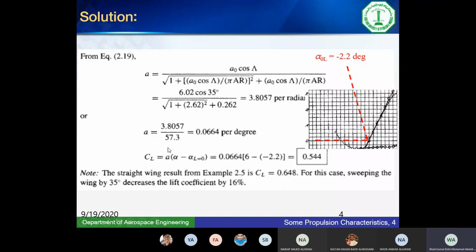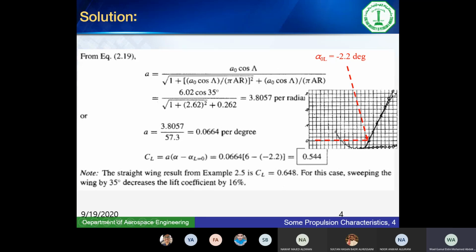Please be careful here. When you multiply the slope by the delta alpha, remember that if you have the curve beside you now in your textbook, it intersects the x-axis not at 0, the 0 is here actually, it intersects at minus 2.2. So if you want to get CL, I cannot multiply by 6 degrees. It has to be 6 degrees and 2.2. So 2.2 plus 6 degrees, that's delta x. Multiply by the slope will give me delta y. So it turns out to be 0.544.